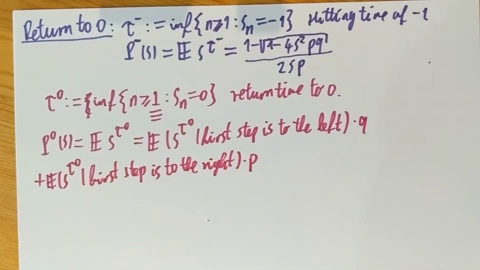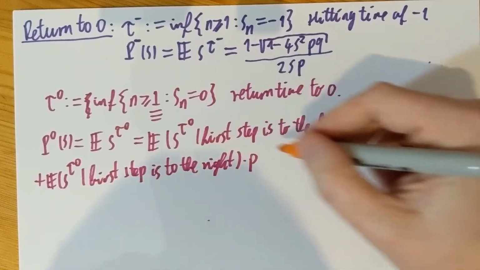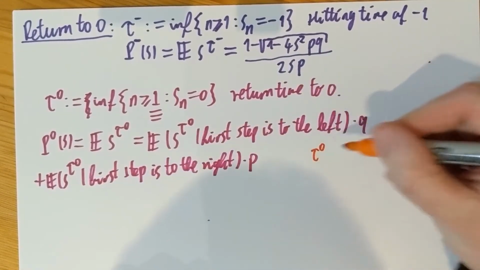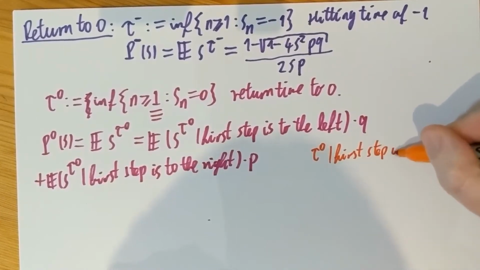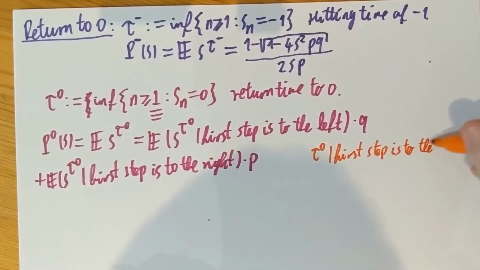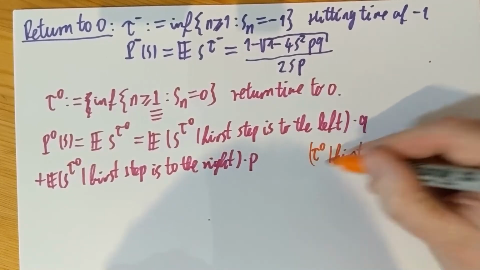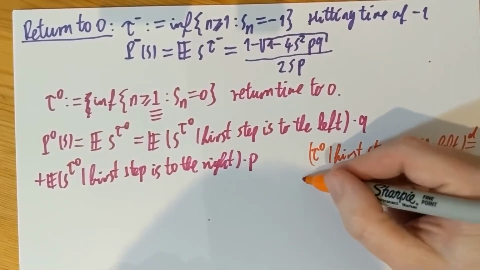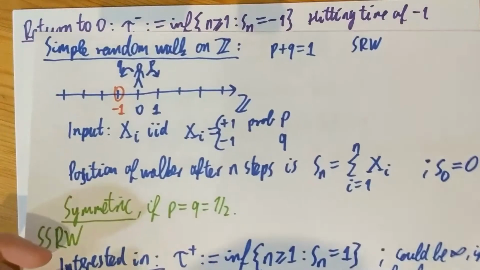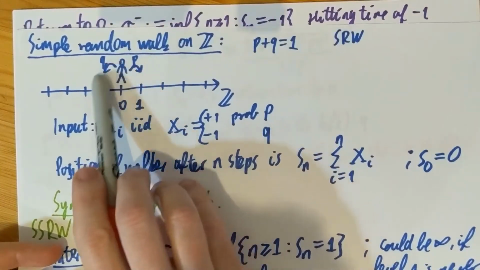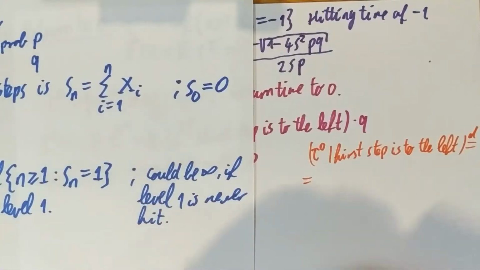Okay, and let's again think this through. We now have quite some experience with that. The claim is that tau naught, given the first step is to the left, is easy to calculate in distribution. So here's the picture again. Here's my random walker. If the first step is to the left, that takes 1 unit of time to do.